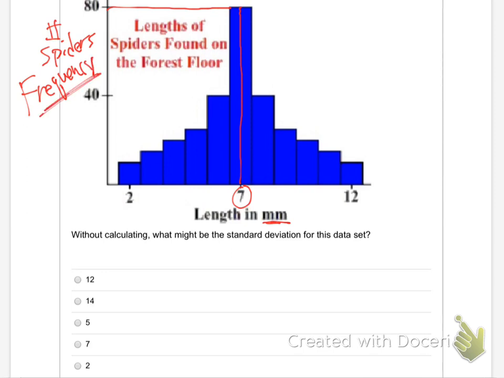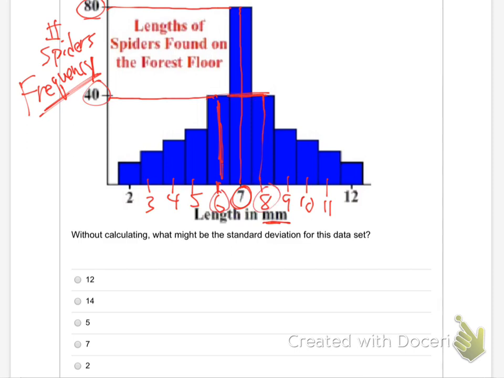Bar graphs always have frequency on the y-axis. How many? That's always what bar graphs have. So that means there are 80 spiders that are 7 millimeters long. And there are 40 spiders that are, this must be 6, this bar must be 5, 4 millimeters, 3 millimeters, this must be 8, 9, 10, 11, and 12 millimeters. This bar goes up to 40, so there must be 40 spiders that are 6 millimeters long, and also 40 spiders that are 8 millimeters long, etc. How many spiders are 5 millimeters long? I don't know, maybe 25. I'm just guessing, we don't need the specifics, but a little bit less. See what that bar graph is saying? It's telling you how many spiders have the various lengths.